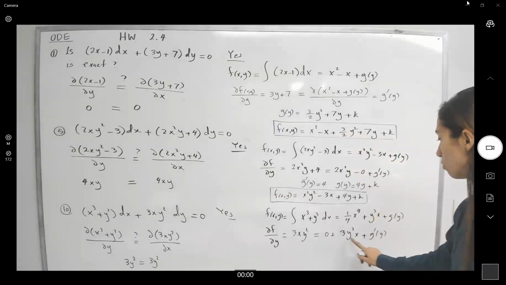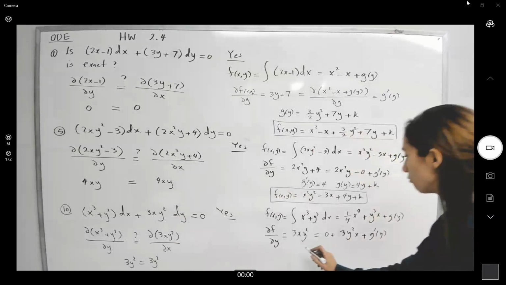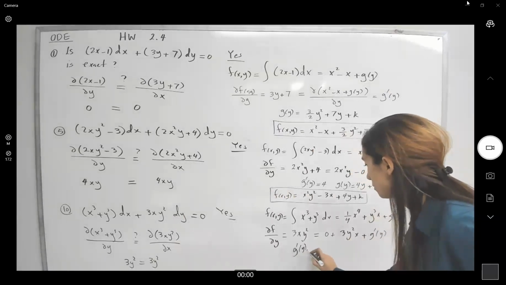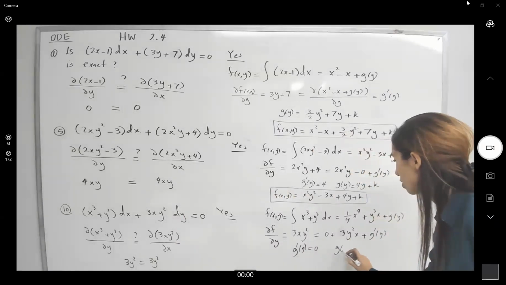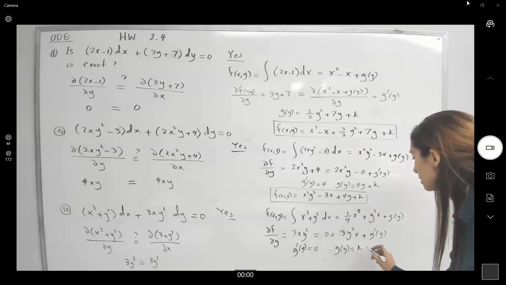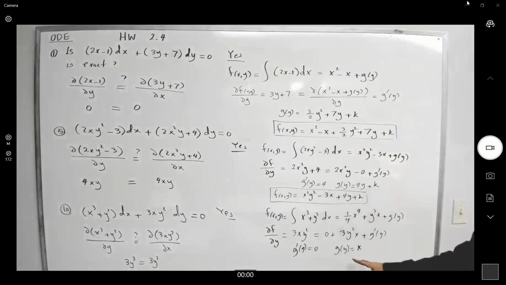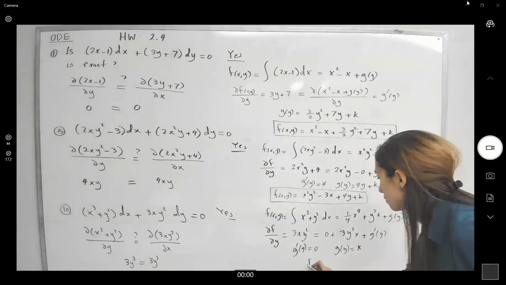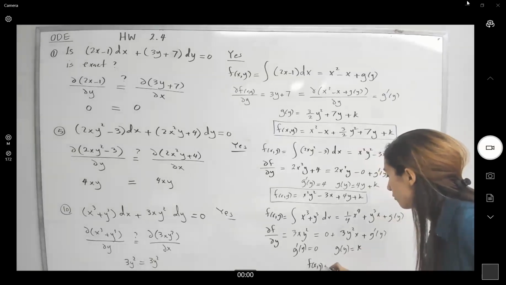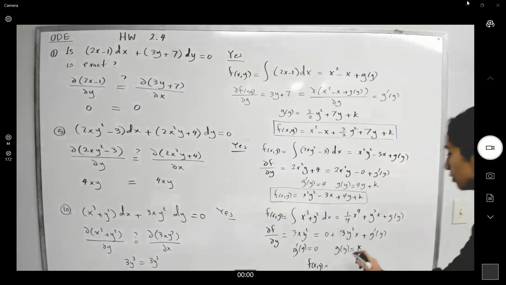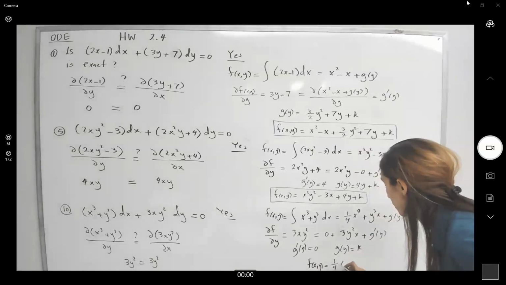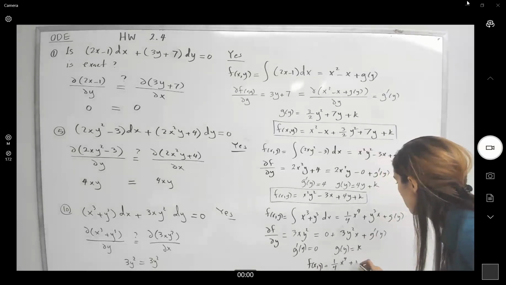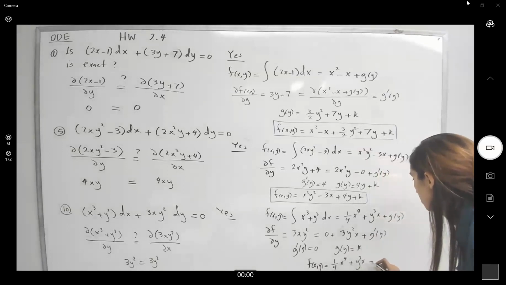So these two are equal to each other. It means that g prime of y is equal to 0, or g of y is just a constant k. So if you substitute this back into the definition of f of x and y, you get 1/4 x to the fourth plus y cubed x plus k.